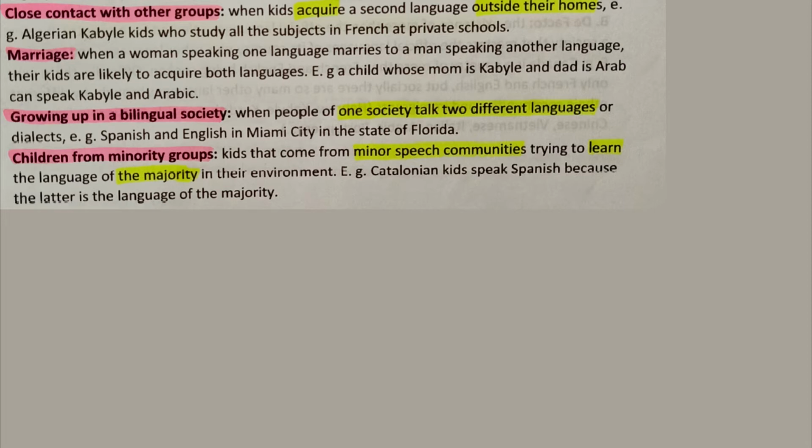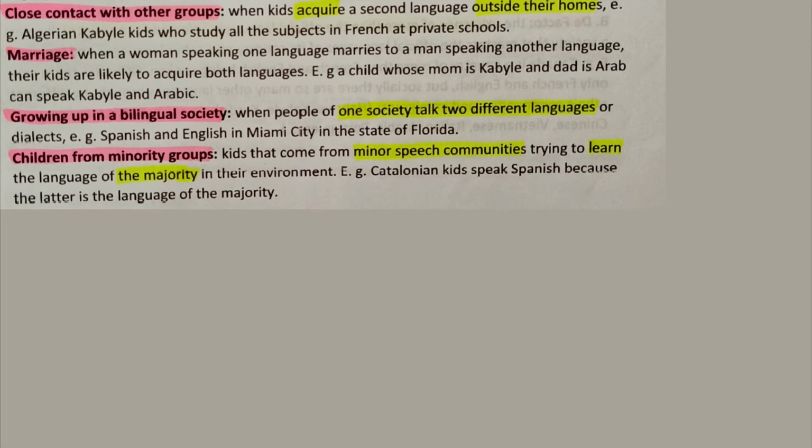When I say languages, it can be two standard languages or dialects, as they can be colloquial dialects. It doesn't matter. For instance, if you take Spanish and English in Miami City, in the state of Florida, that's a bilingual society because they speak Spanish and English. So, Spanish is a dialect, but English is the standard dialect. So that's what I wanted to say about two different languages or dialects.